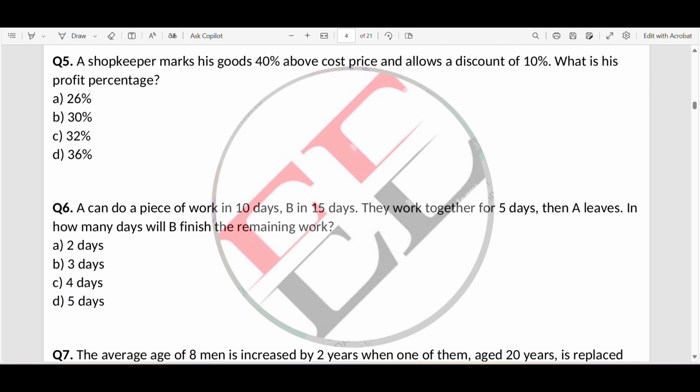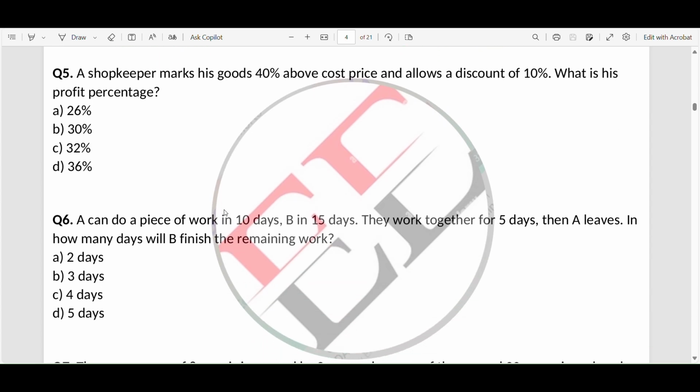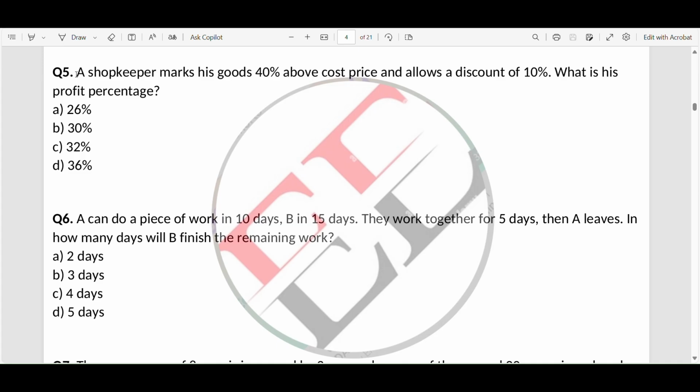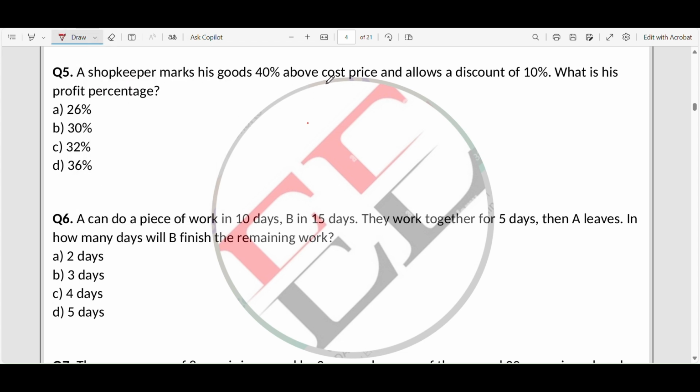And the next question, let's get into the fifth question. Here we have a shopkeeper who marks his goods 40% above cost price and allows a discount of 10%. What is his profit percentage? See, actually, a shopkeeper means he bought some goods. Let's assume he bought some books with some cost price.